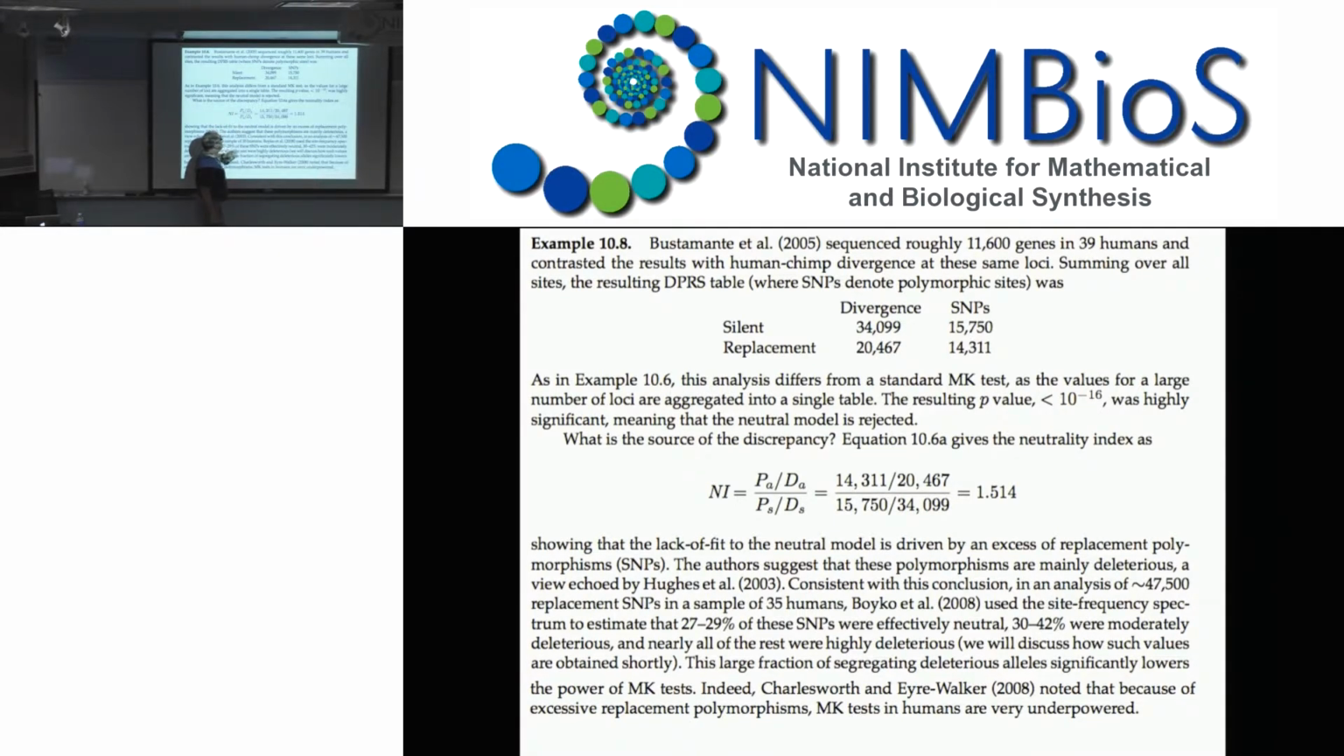And again, the interpretation of a neutrality index bigger than 1 is usually that there are deleterious mutations. You have an excess here because you've got deleterious mutations which are segregating, which aren't strongly deleterious, so they segregate, but they're too deleterious to become fixed. And you typically see in humans neutrality indices bigger than 1 because there's lots of rare, apparently deleterious mutations segregating around.